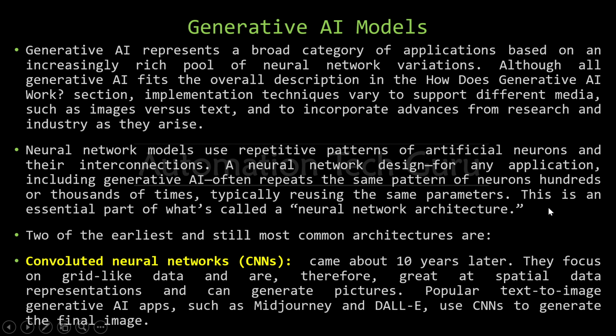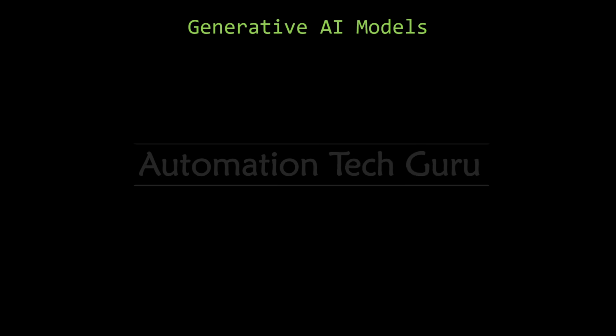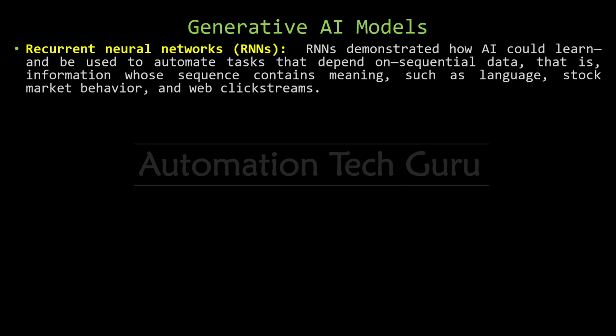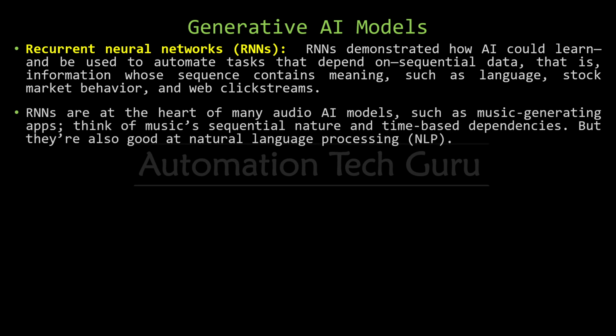Generative AI apps such as Midjourney or DALL-E use CNNs to generate their final image. Recurrent neural networks, RNNs, demonstrated how AI could learn and be used to automate tasks that depend on sequential data, that is, information whose sequence contains meaning, such as language, stock market behavior, and web click streams.